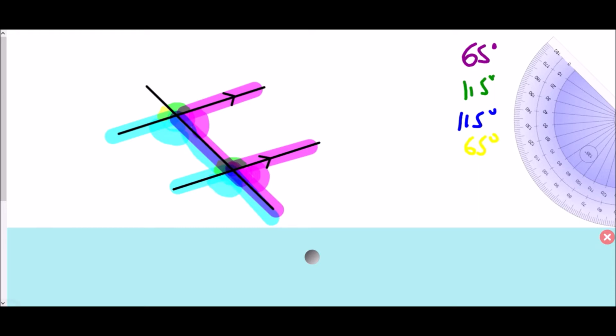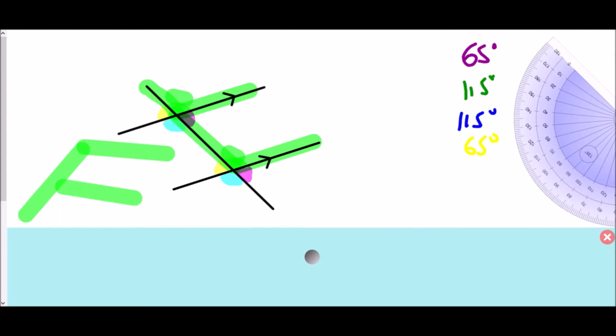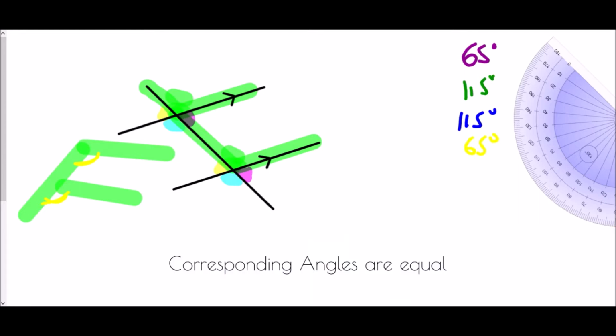Now if I get rid of those, I can also show you the green. The green is this angle and this angle, and once again we have that F shape, it's just upside down this time, and exactly the same works for the yellow. And so if we find this F shape with a set of parallel lines, we can say that the angles here are equal to each other, and that is because of a simple rule. It is called corresponding angles, and corresponding angles are equal.